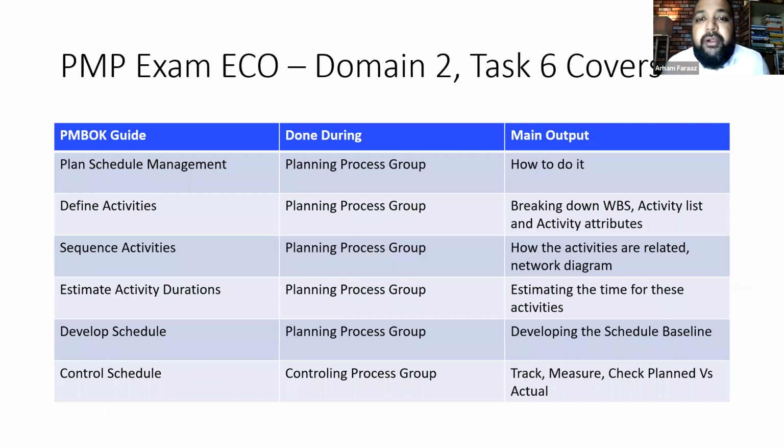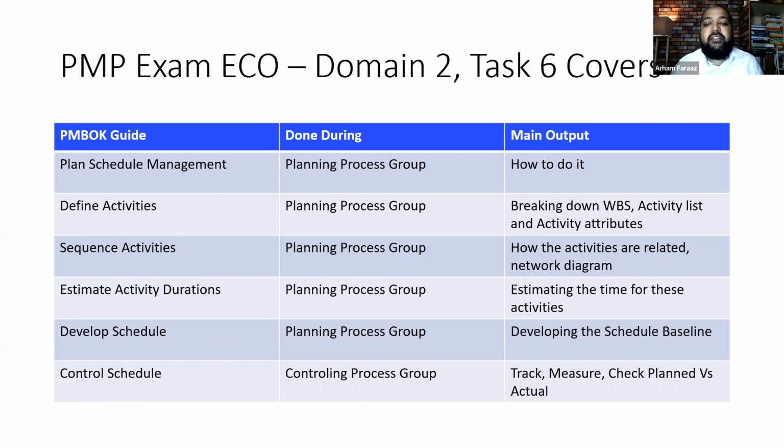So the PMP exam content outline calls it domain two, that's for processes, and task six covers all of these topics below: plan schedule management, define activities, sequence activities, estimate activity durations, develop schedule. So these five are a part of the planning process group, right? The output of plan schedule management is how to do the entire planning of the schedule, like how you plan to do things. We'll talk about that in detail a little later.